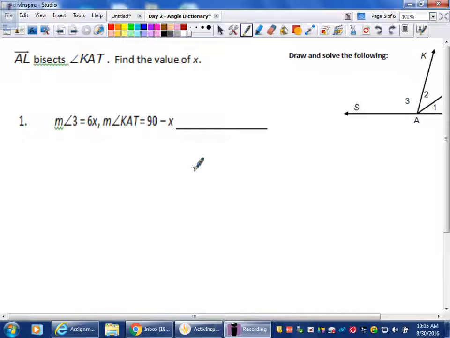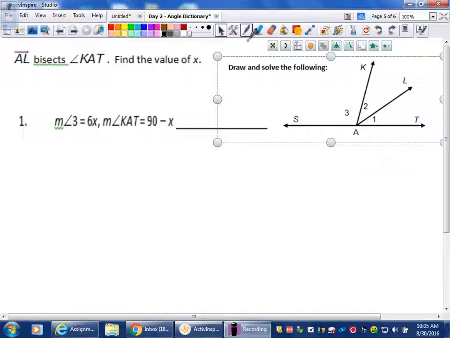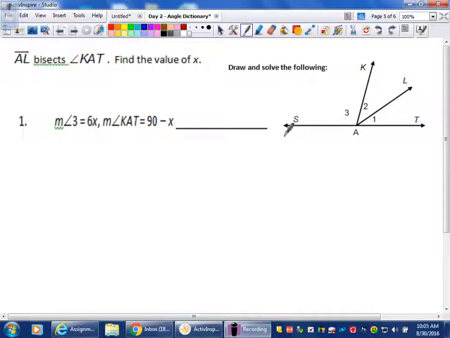Now let's take a look at your homework. Let me adjust something really quickly. Your homework states to draw, this is the angle addition postulate half sheet that you picked up today. It says draw and solve the following. Well, they only gave you one diagram, so yet again, my advice to you is draw it every single problem.